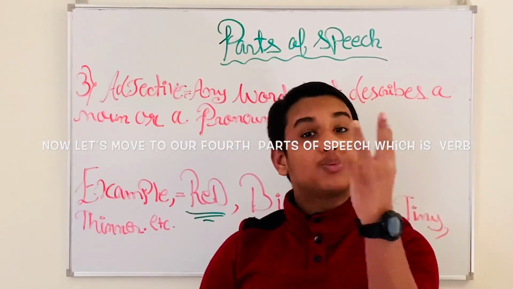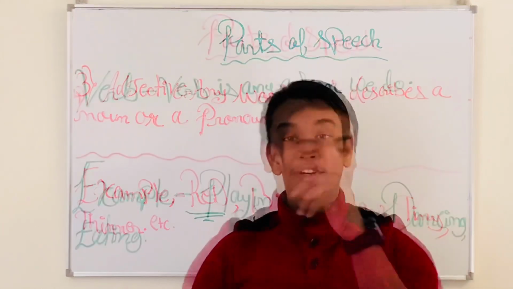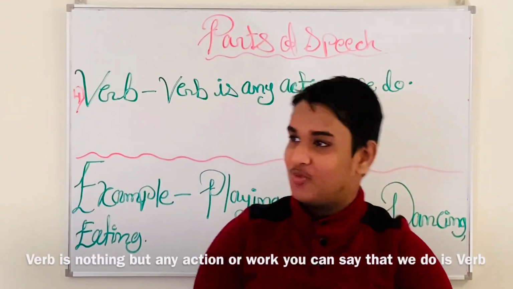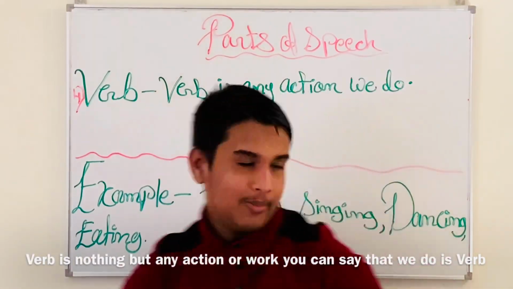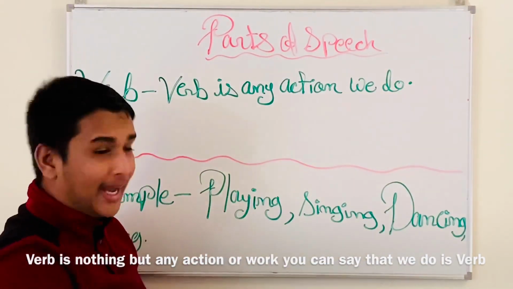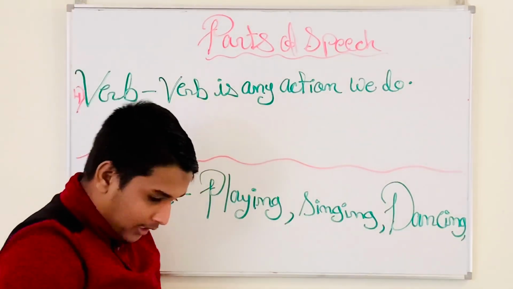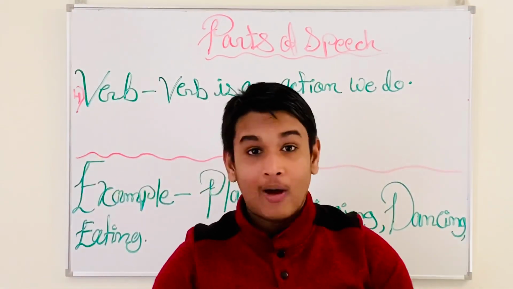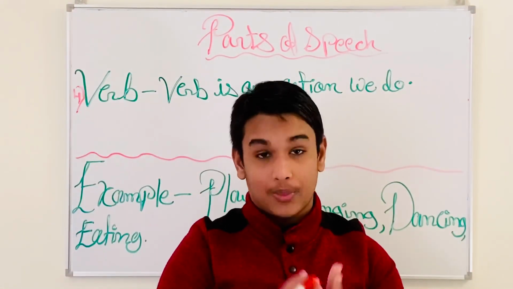Now let's move to our fourth part of speech, which is verb. What is a verb? First, let's look at the definition. A verb is nothing but any action we do, any work we do. For example, right now I'm teaching. Teaching is a verb.